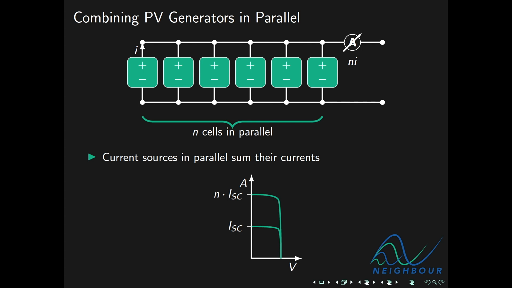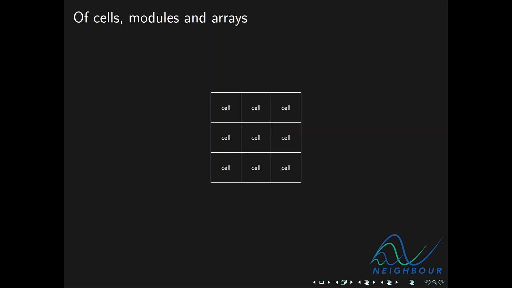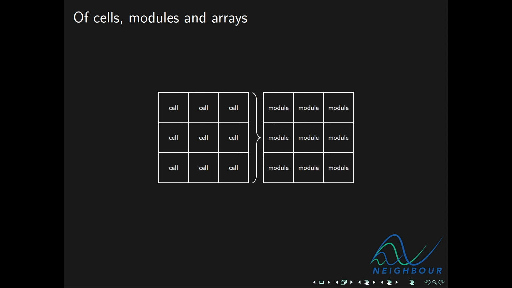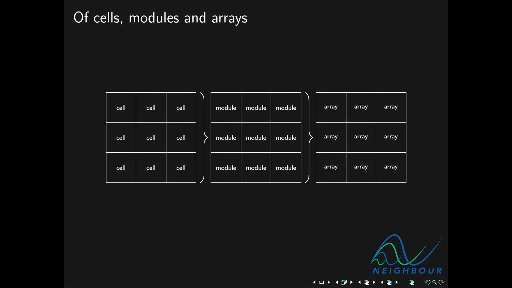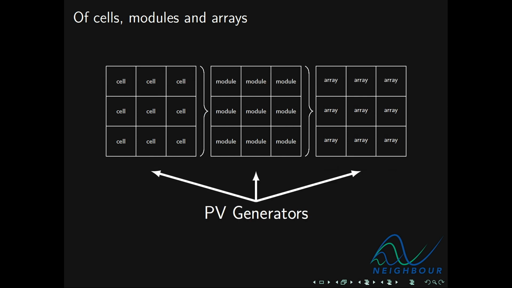Now you may have noticed I started talking about cells, and then I gave an example of an array, and then I talked about generators in general. And that's really just because of the modularity of PV systems. Just as we use cells to build and predict the performance of PV modules, we use modules to build and predict the performance of PV arrays. They are all PV generators, and the rules that we are describing apply to any subset of PV generator. So I could be talking about a cell, module, or an array.